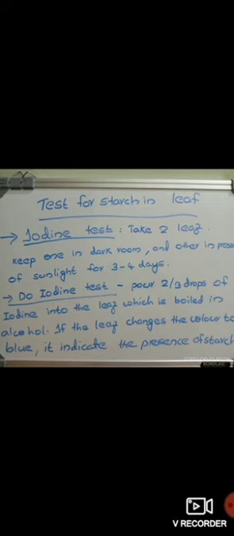After that, take one leaf from each plant, boil it in alcohol so that green color of the leaf disappears. It will become colorless. Take it out, pour few drops of iodine solution into it. If the leaf changes its color to blue-black, it indicates that the leaf done photosynthesis.